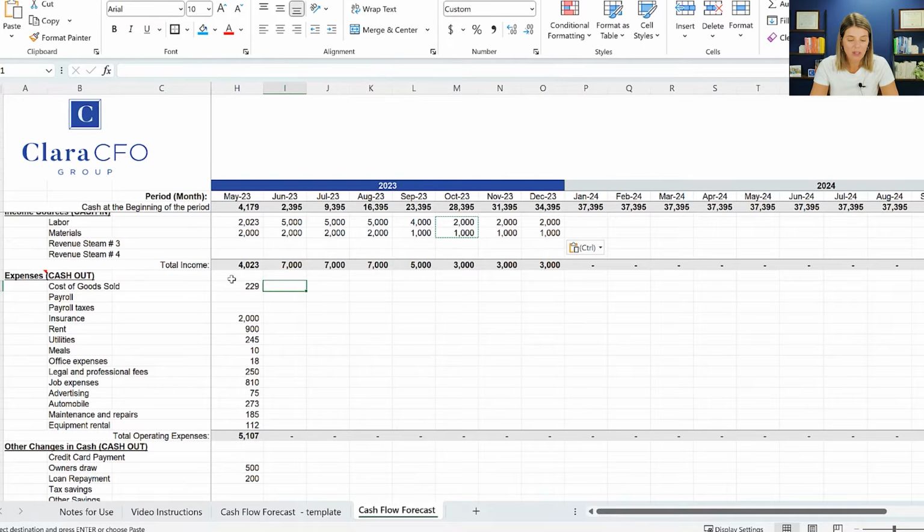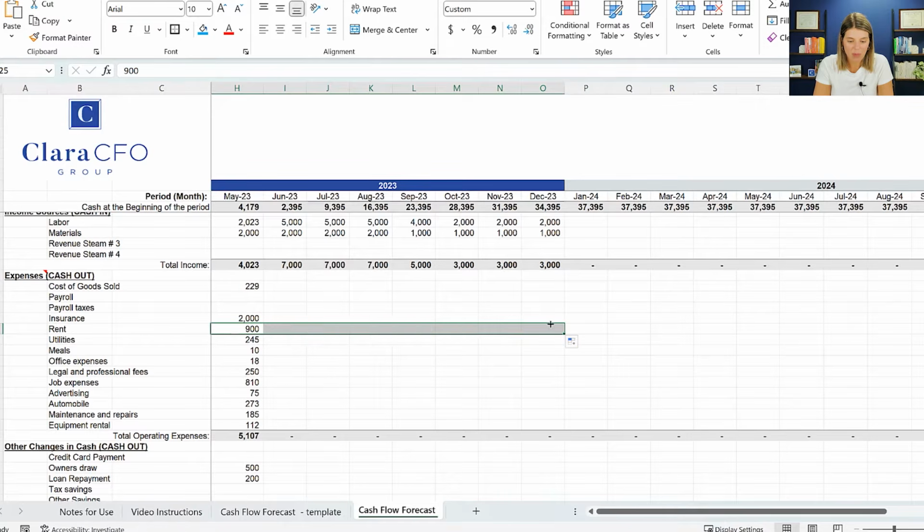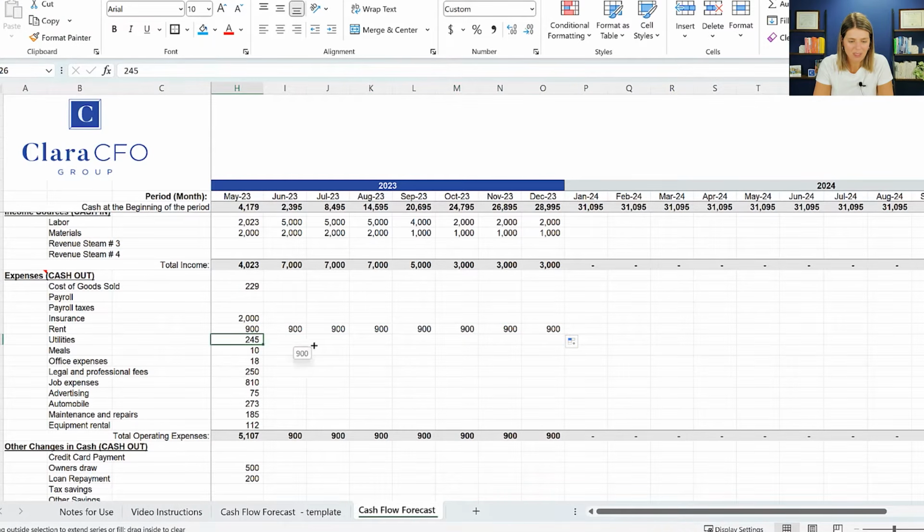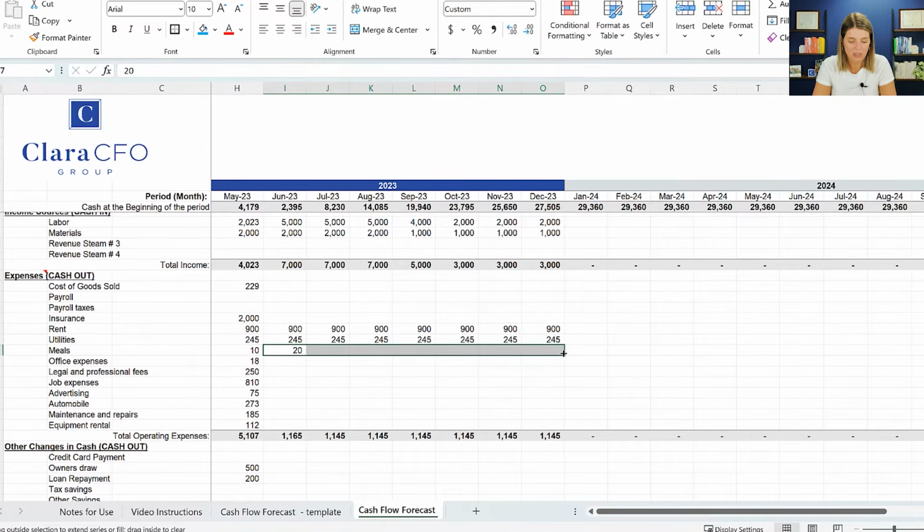So then we can go down here and start to build out cost of goods sold and other line items. So we're going to say, let's say insurance is a one-time thing. You don't have to pay that every month. And let's say rent is the same amount every single month. Let's say utilities is pretty much the same every single month. Let's give ourselves a budget of $20 every month for meals, since we only spent $10 last month. Office expenses, we like to give ourselves $25.